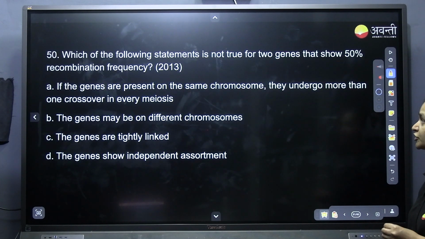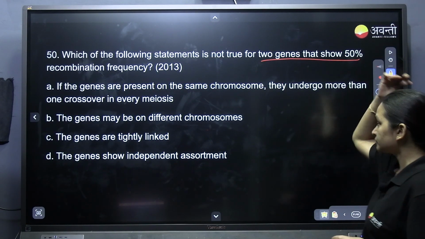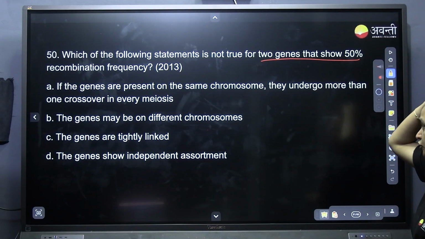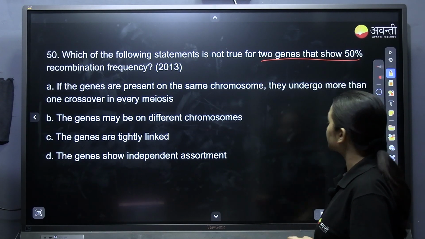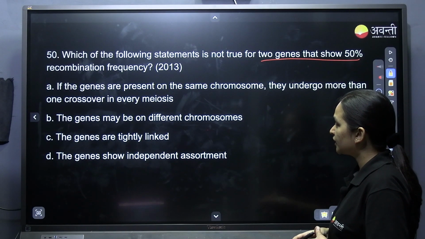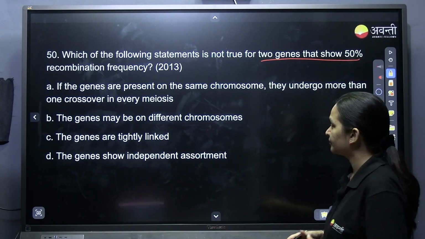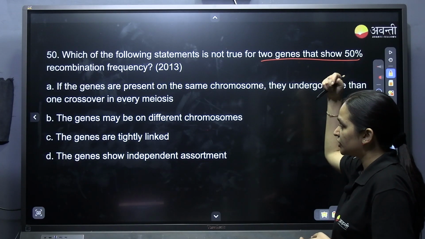Which of the following statements is not true for two genes that show 50% recombination frequency? We need to find the one that is not true. If the genes are present on the same chromosome, they can undergo more than one crossing over in each meiosis, which can be done. It gives 50% recombination. They are far apart, yes. The genes may be on different chromosomes, it could be, because the linkage is very less, 50% it is. The genes are tightly linked.